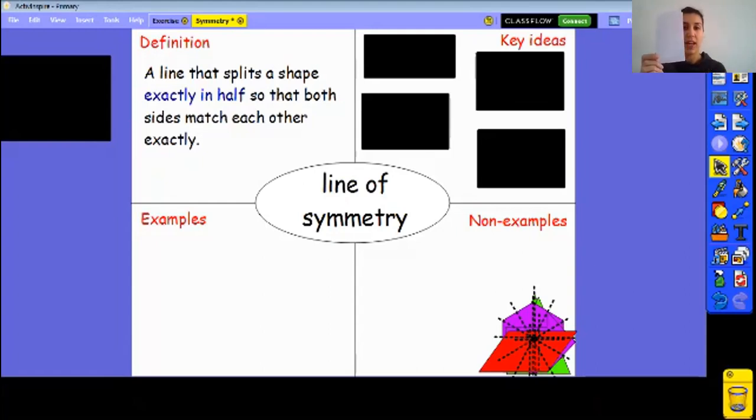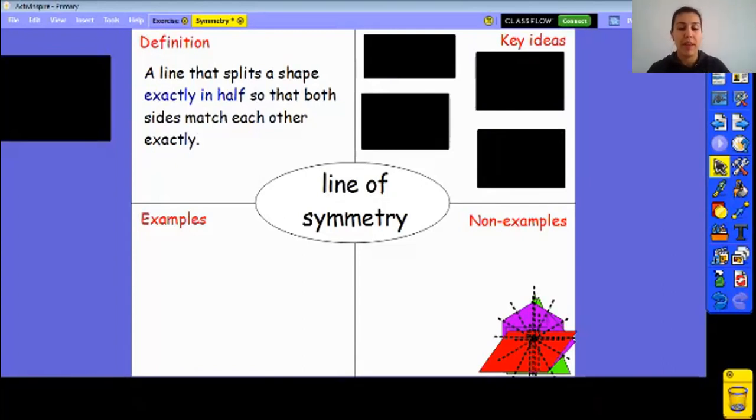They match each other exactly. Now, if I try to fold my rectangle corner to corner like this, you might notice that they do not match each other perfectly, because you can see down here, if you have a look, I've got some sticky out bits on that side. They do not match each other perfectly, and on this side as well, I've got some other sticky out bits. So that is not a line of symmetry, because my 2 halves are not identical. They don't match each other perfectly.